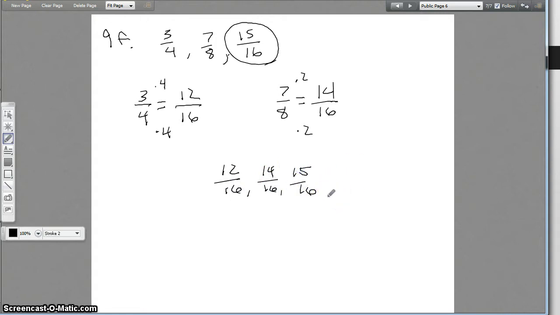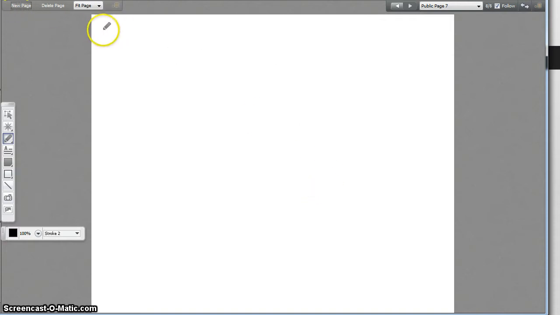So that was number 9, which is just like number 20 that I assigned as homework. Okay, next one we're going to look at is number 10. Arrange the following sets of fractions in order of increasing size. Okay, the two rules for this: you need to have either a common denominator or a common numerator to be able to compare the fraction size.